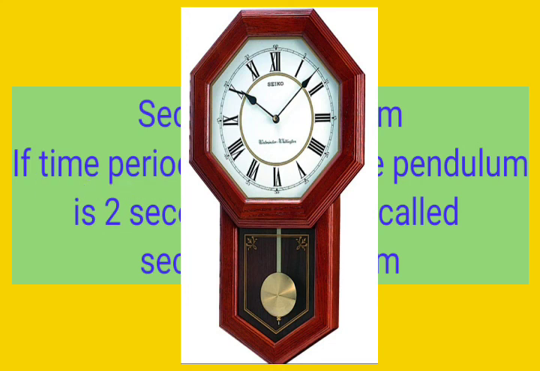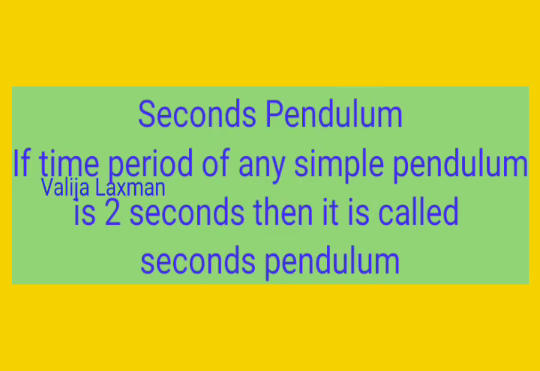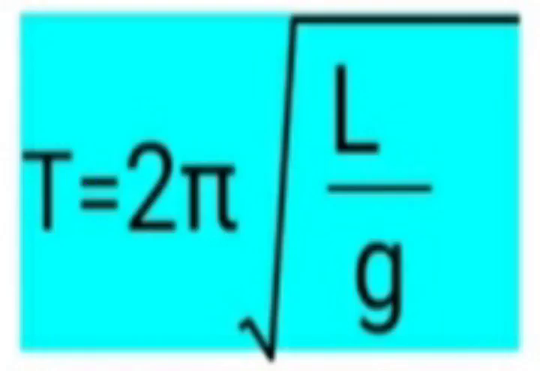That are called pendulum clocks. So in those pendulum clocks, the time period will be 2 seconds. That is called seconds pendulum. So the definition is important. If the time period of a simple pendulum is 2 seconds, then it is simply called which pendulum? Seconds pendulum. Clear?